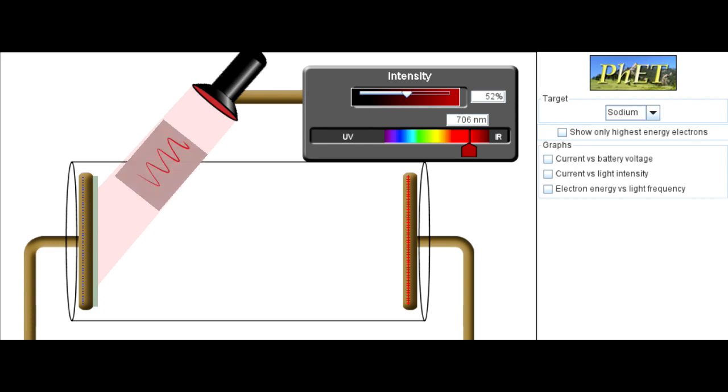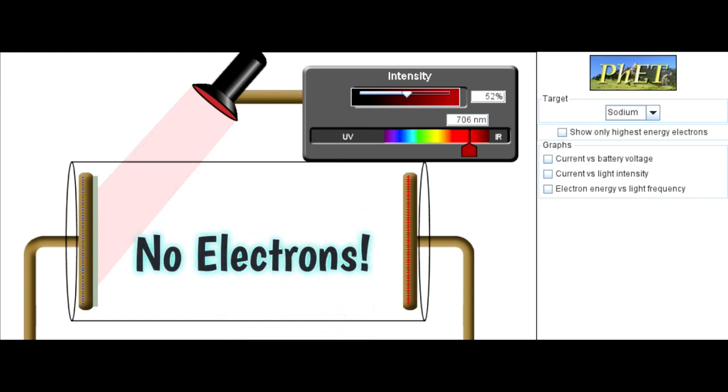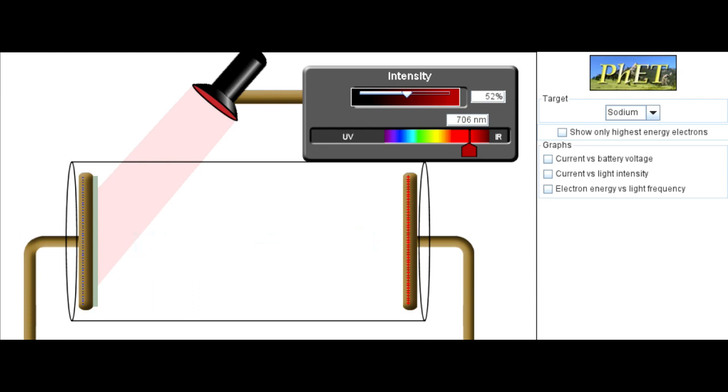But no matter how long we leave this red light on, we are not going to see any electrons leaving the metal surface. Now, I'm not going to leave the simulation running for minutes and hours, but trust me, if you'd like, you can try it on your own time. The photoelectric effect doesn't happen, and this puts Young's model into question.